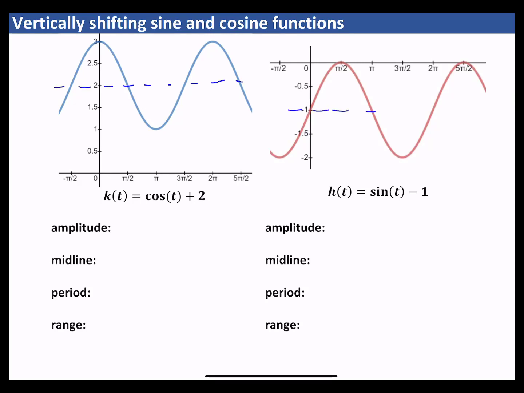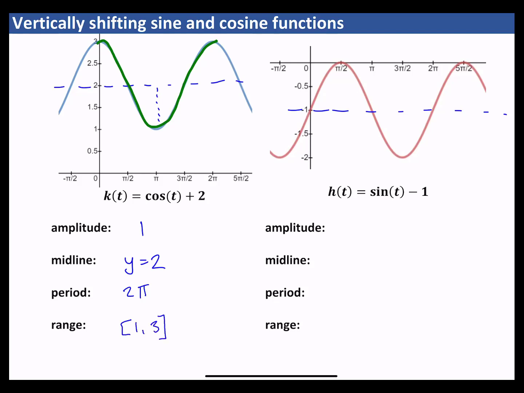Alright, so in k of t equals cosine of t plus 2, we observe that the amplitude is 1 and the midline is y equals 2. We also see that it takes an interval of length 2 pi to complete one cycle, so the period is 2 pi. Lastly, the range is 1 to 3.